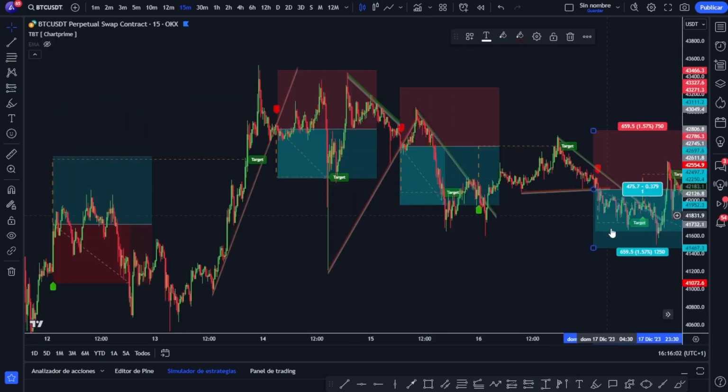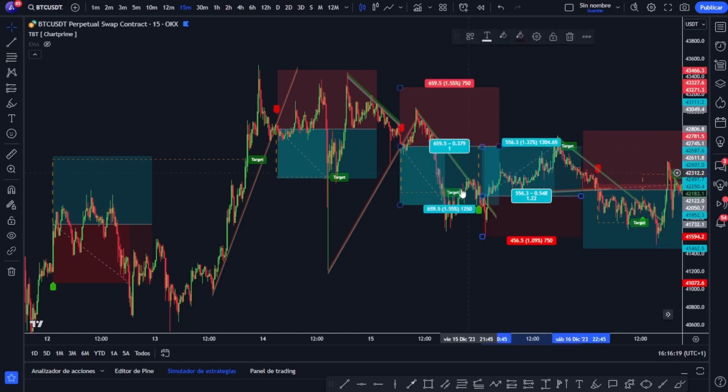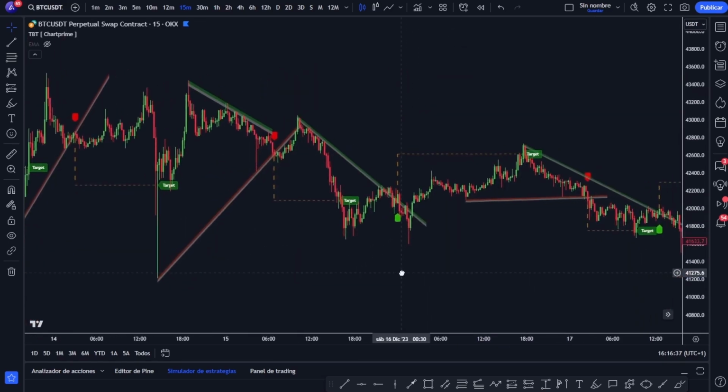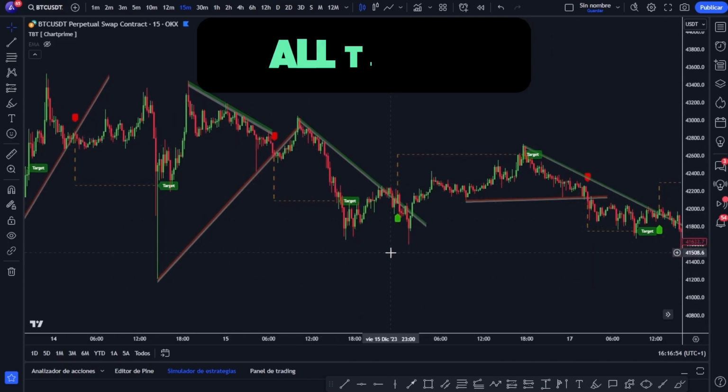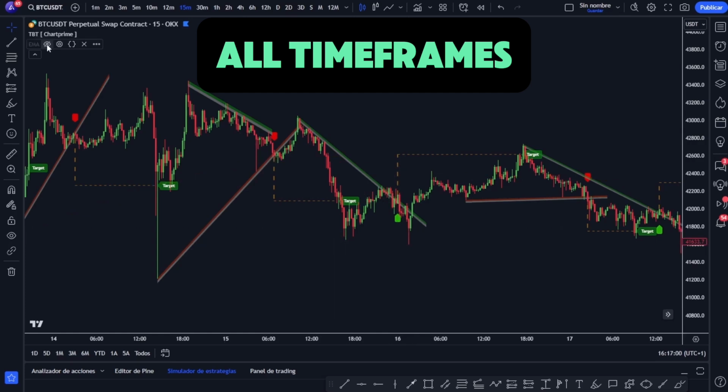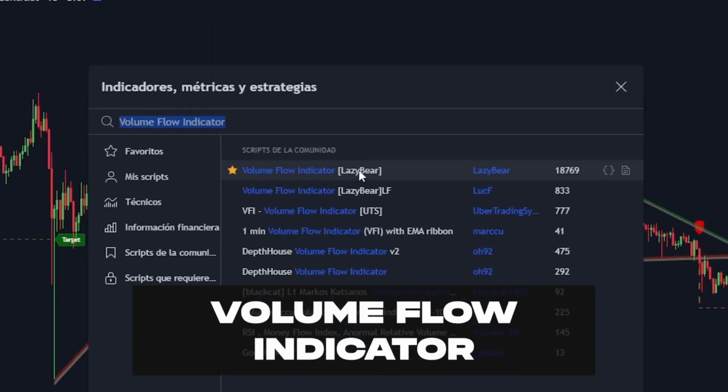But still, we should always have another indicator or extra help that assists us in certain time frames to avoid those fake outs. The moving average can be very useful in very low time frames like 5 minutes or very high ones like the daily time frame. But for medium time frames like 15 minutes, 30, or even 1 hour, which are the most commonly used by traders, we'll add the volume flow indicator by Lazy Bear.